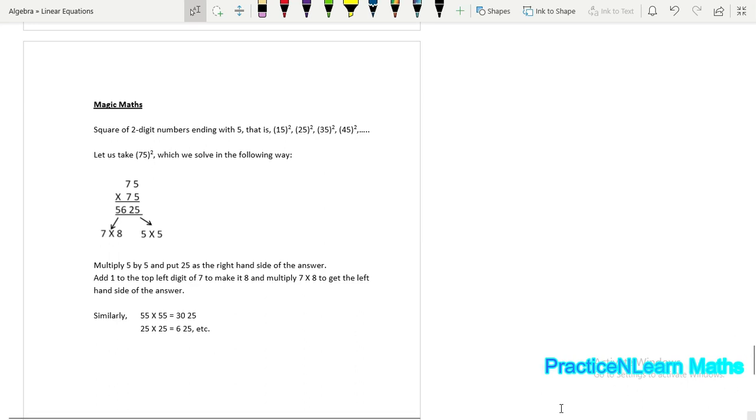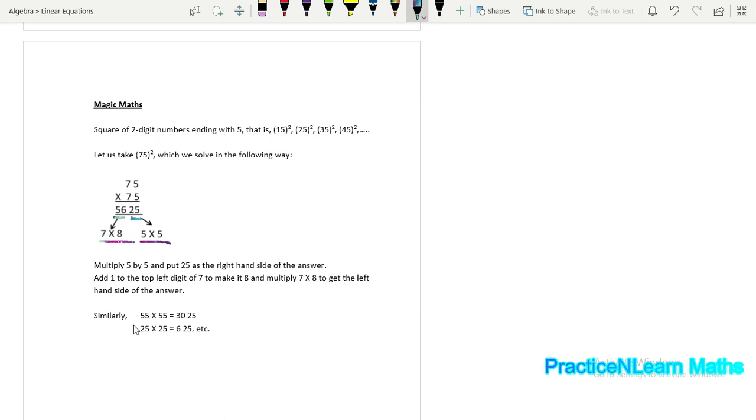Multiply 5 by 5 and put 25 on the right hand side of the answer. Then multiply 7 and 8 and put 56 on the left hand side, and we get 5625 as the answer for 75 square. Add 1 to the top left digit of 7 to make it 8 and multiply 7 times 8 to get the left hand side of the answer.